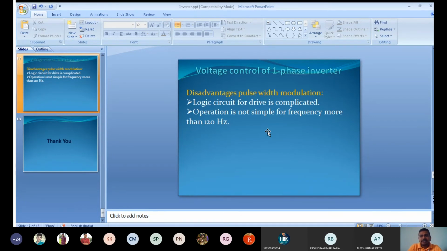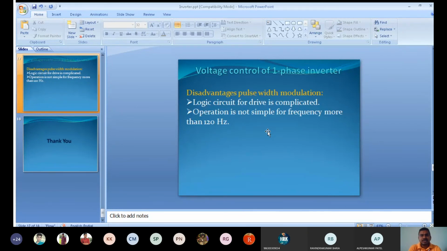Operation is not simple for frequency more than 120 Hz. If we desire a higher frequency, then the operation is not simple. Operation is possible, but it is not simple. It becomes complicated for higher frequency. So these are the disadvantages we are getting.